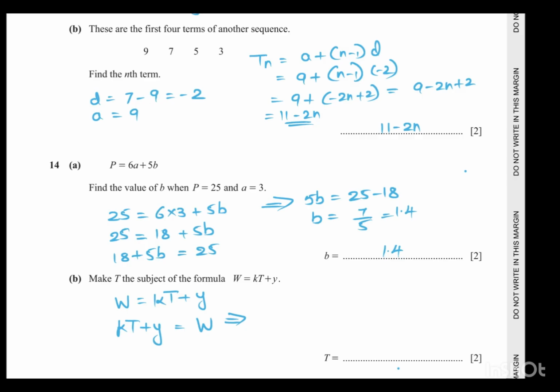Now keeping KT, bring Y onto the right hand side, it becomes minus Y. Now keeping T as the subject, we need to make T equal to, bring K onto the right hand side. Because it is multiplying, it gets divided. So the answer is W minus Y by K.